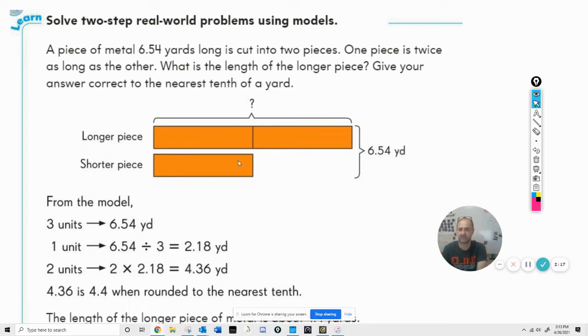The longer piece being twice as long as the shorter piece sets up this bar model where you get 3 units. To find 1 unit, you're doing 6 5400ths divided by 3. Trying to find the longer piece, once you divide that by 3, you get 2 1800ths times 2, which is 4 3600ths of a yard. And then give your answer to the nearest tenth. So the length of the longer piece is about 4.4 or 4 4/10ths of a yard. Again, if you find a real world situation in which you were solving that problem, then find me and I'll give you $10. Let's carry on.